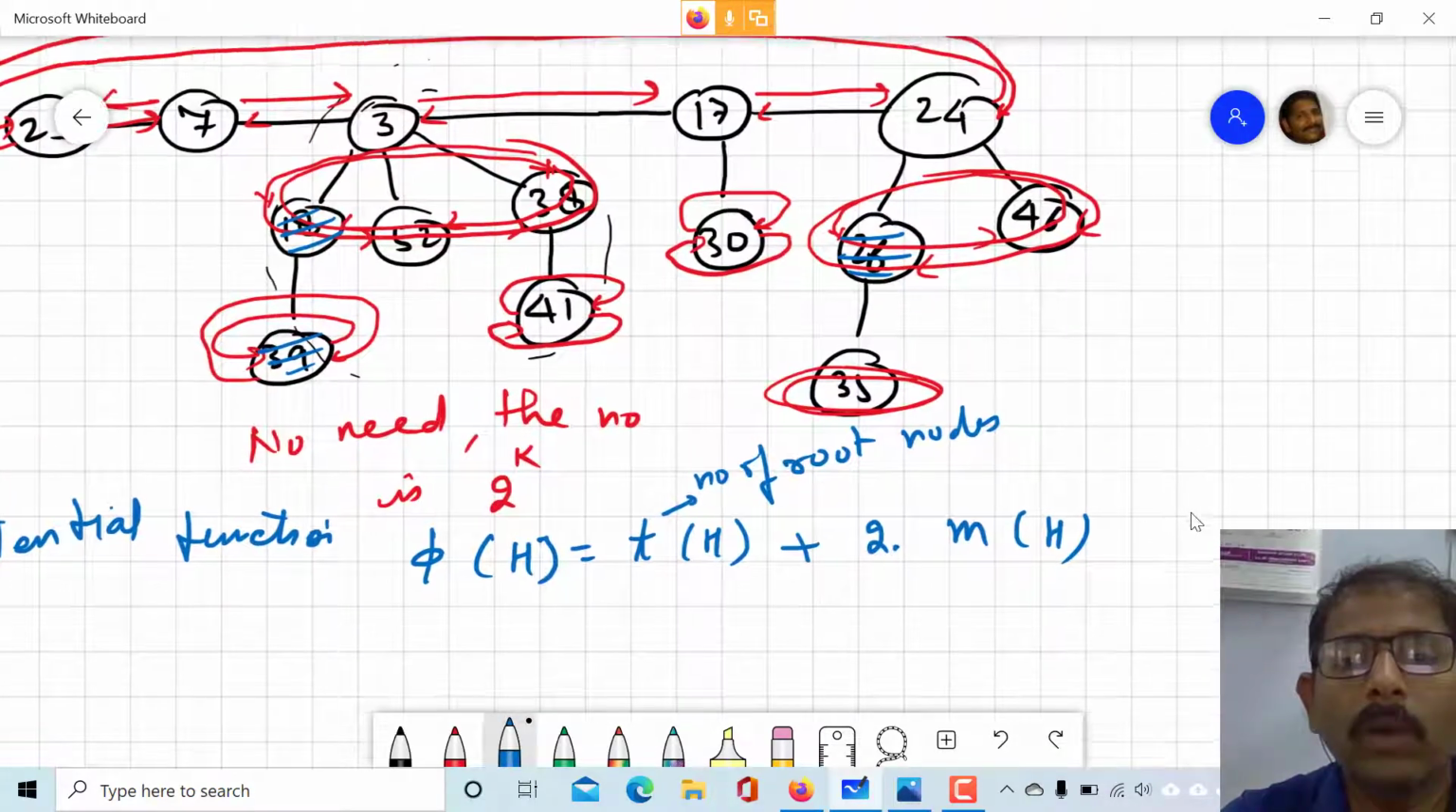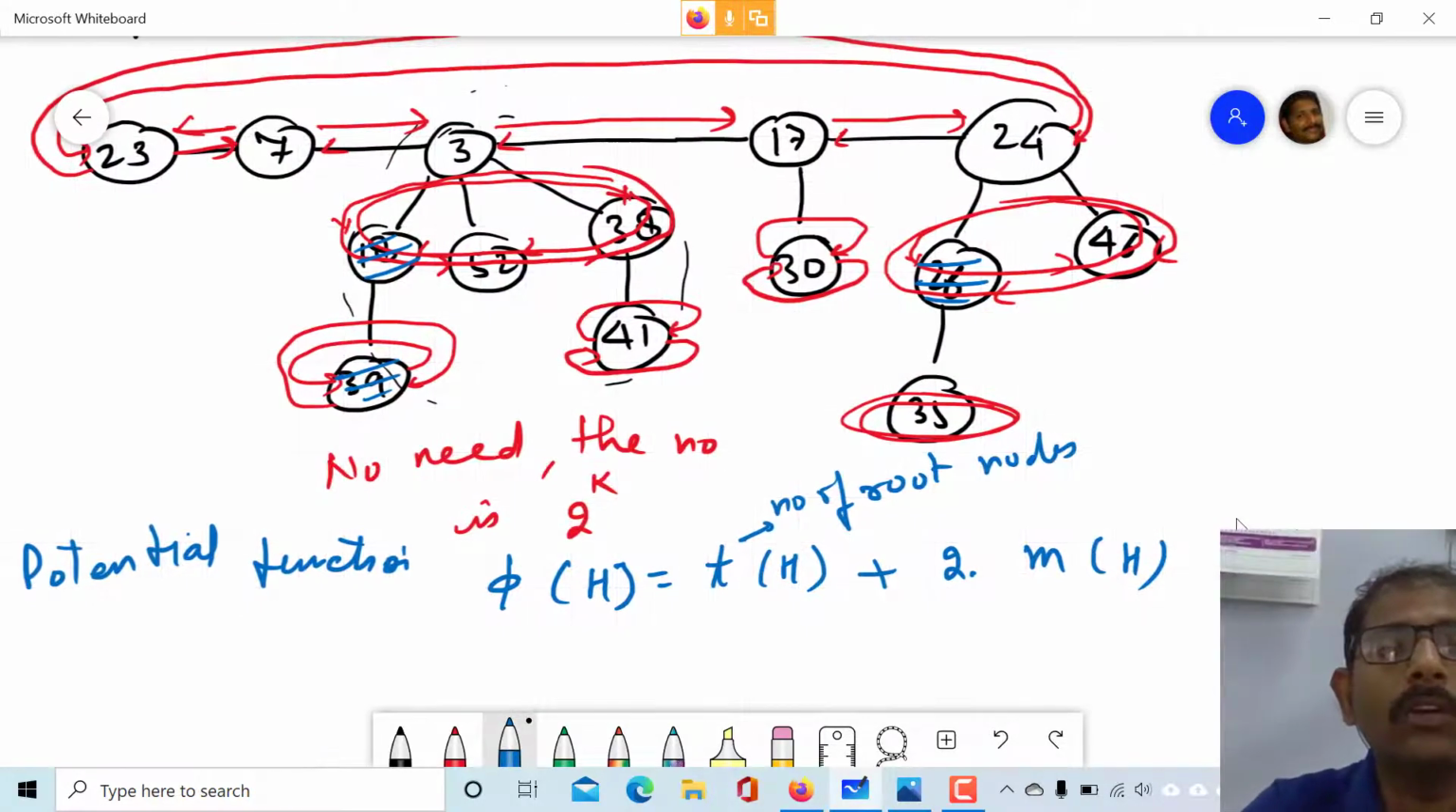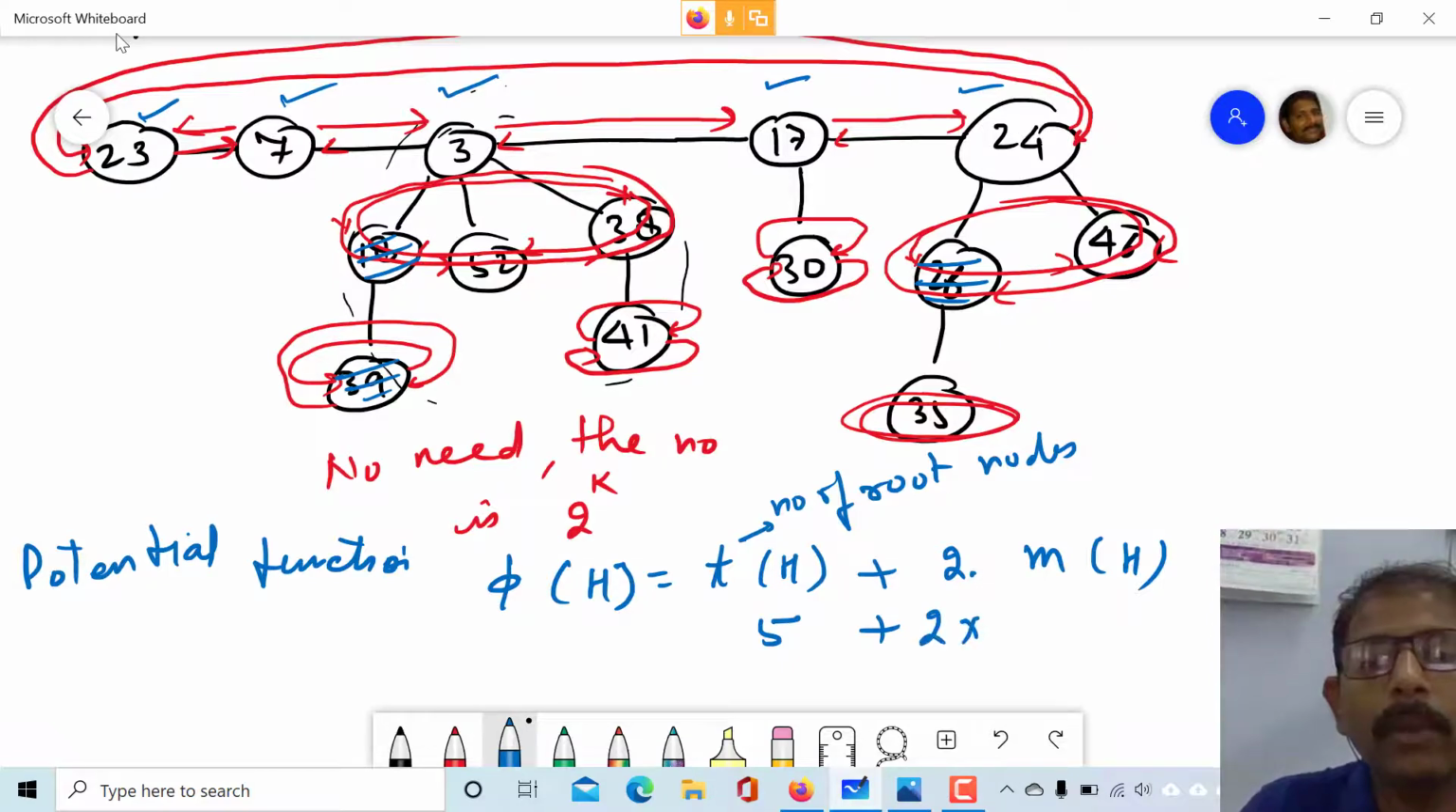So first of all, what is the value of th? Count the number of root nodes: 1, 2, 3, 4 and 5. So the value of th is 5 here. So you can write 5 plus 2 multiplied by mh. What is the number of mark nodes here? The number of mark nodes: 1, this is a mark node, 2, this is a mark node, and 3, this is a mark node. So in this way the mark nodes are 3. So you will write 3 here.